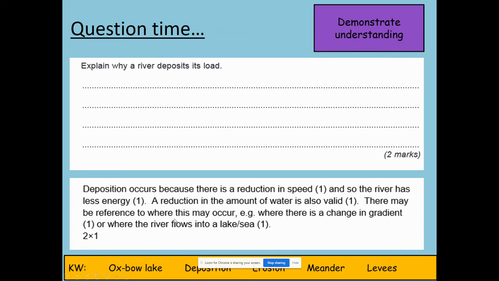And yeah, the reference to where this may occur. So, for example, a change in gradient. So as we reach the lower course, and of course it smooths out, and where the river flows into the lake or sea, because the sea absorbs a lot of the river's energy. So I hope that what you've put reflects the information and the detail we've got down here at the bottom. If you want to take a moment to redraft or edit what you've done, perhaps using again a different color pen, please do that now, and we'll pick up again in just a moment.